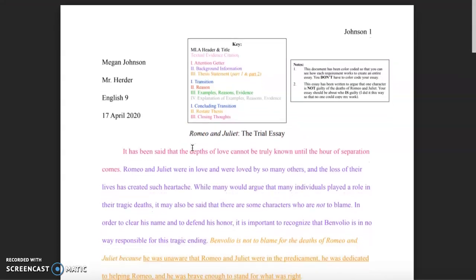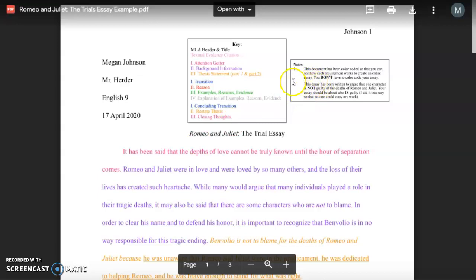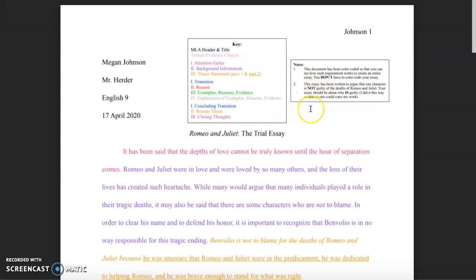Now, in looking at this document, you'll probably notice that I have it color-coded. I simply did this because I thought that it could help you understand how all of the requirements work together to give you a complete and effective essay. Please don't color-code your essay. That's not necessary.